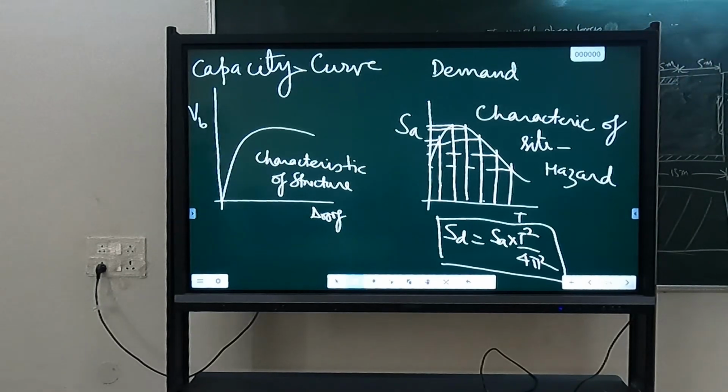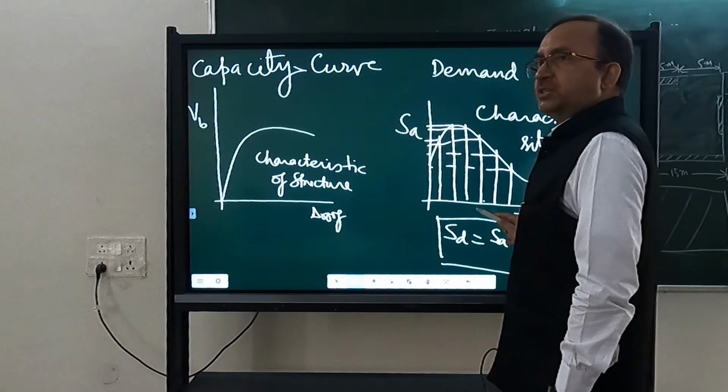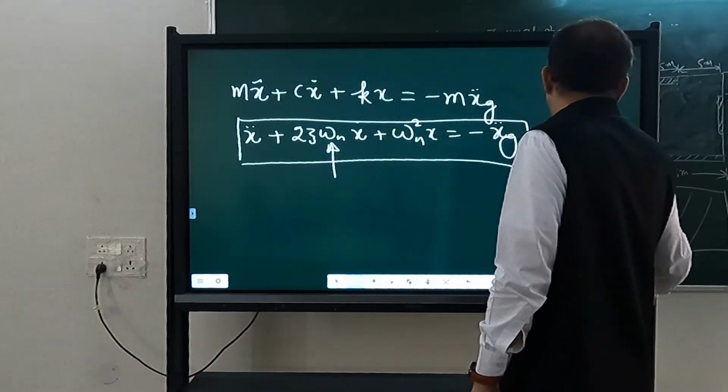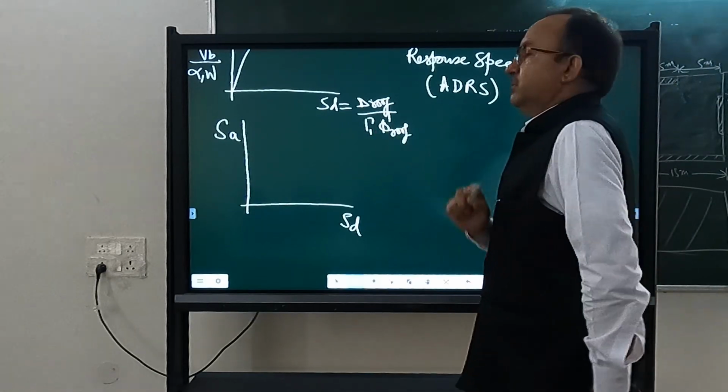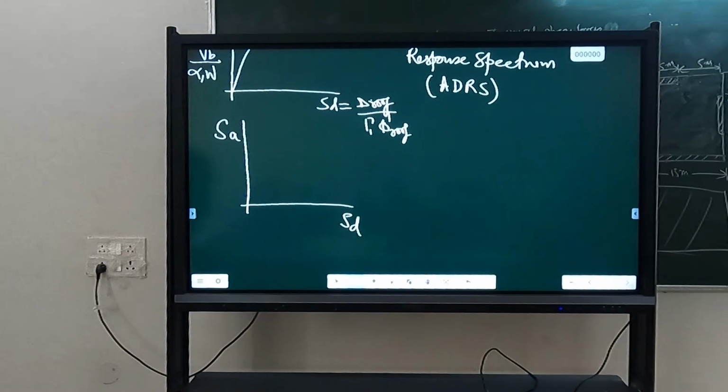One more thing, here a vertical line is representing constant T. Here, which line will represent constant T in SA versus SD? If T is constant, what will happen to that equation between SA and SD? SA is SD into 4 pi square by T square. T is constant, so what will be this equation?